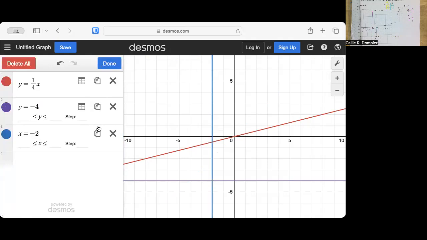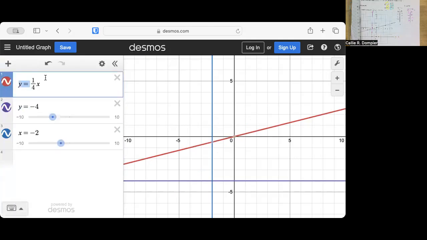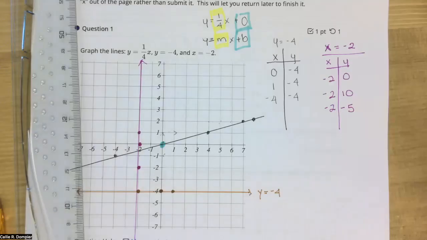You cannot do the table, it won't offer a table unless you have the whole equation set equal to y. So this offers you a table because you have y equals. This offers you a table because it has y equals. Because this one has x equals, it's not going to offer you that table. But that looks like what we graphed.